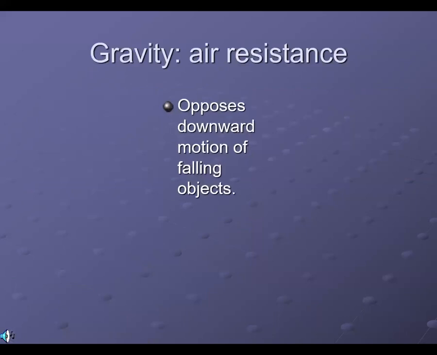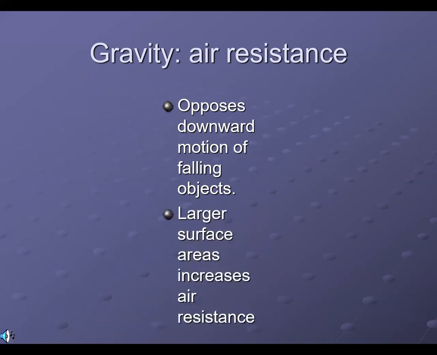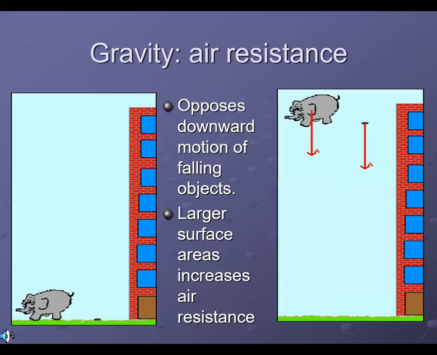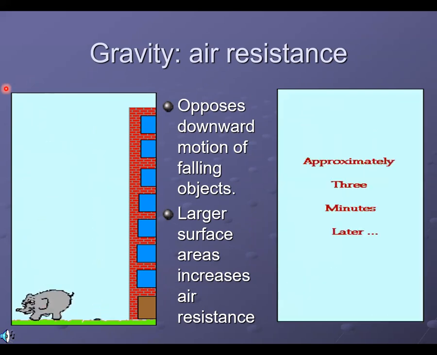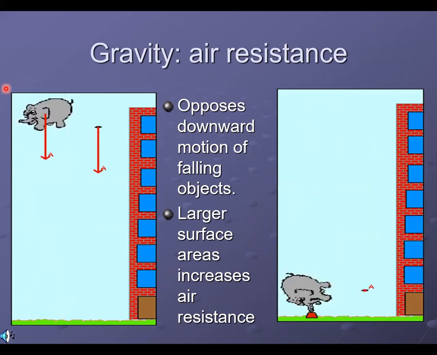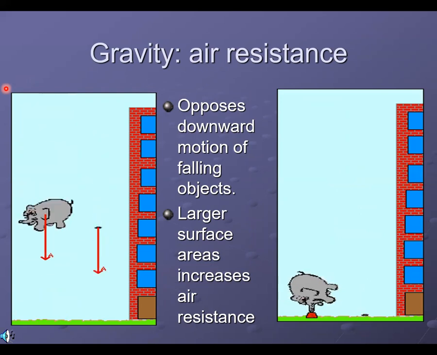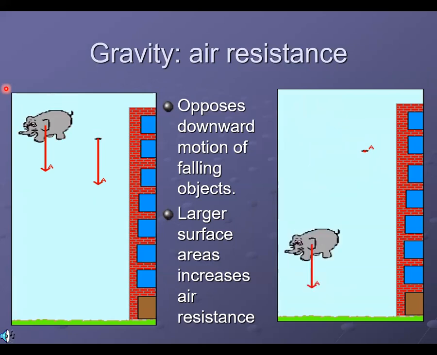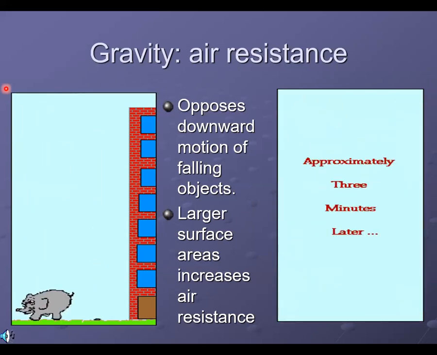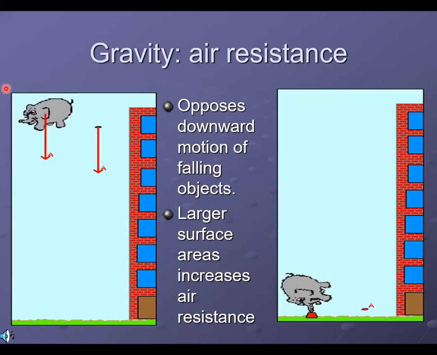Now, what is acting upon that ball to actually slow its fall? Well, there is something called air resistance, okay? Here's what we need to understand. Air resistance is the opposition of the downward motion of falling objects. When you fall through the air, you're pushing down on the air, and the air is actually pushing up on you.